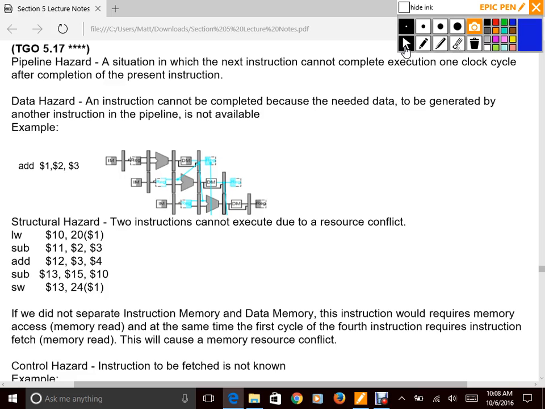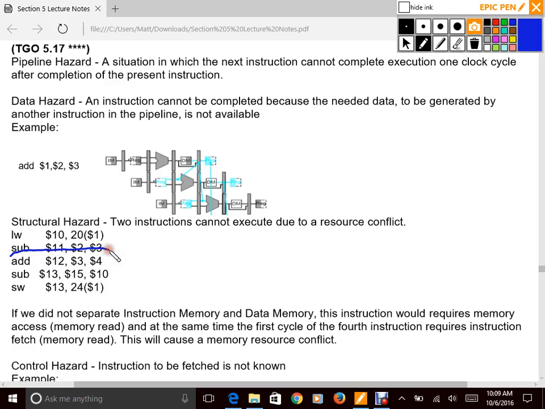So in this case of a structural hazard, I discuss why we separate instruction memory and data memory. If we didn't, then for this instruction here, we'd have an instance where we were simultaneously trying to store memory and obtain a value from a load memory. It requires instruction fetch, memory read, and memory write. So we're writing to data memory here in the store word instruction, and I'm still trying to access memory. Does that make sense?